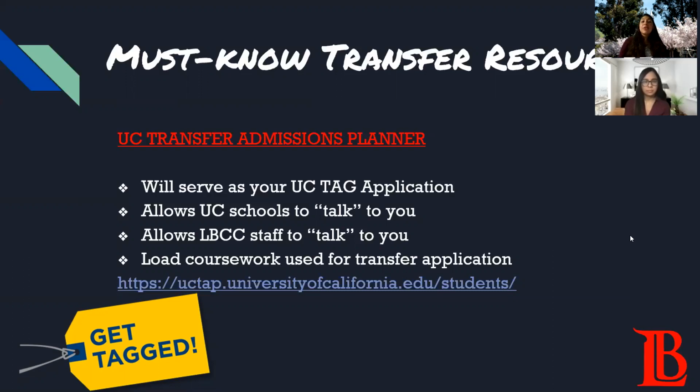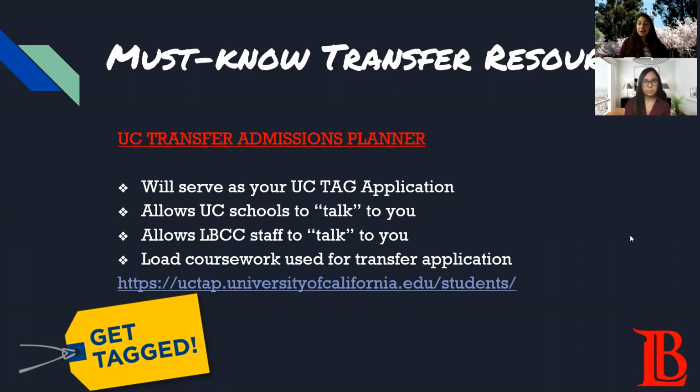Well, the UC Transfer Admissions Planner allows you to enter all of that information into that planner. And once you open your application, everything will automatically transfer over. So you can just fill out your Transfer Admission Planner with every single class that you need to take, and once you open your application, your coursework will be there.